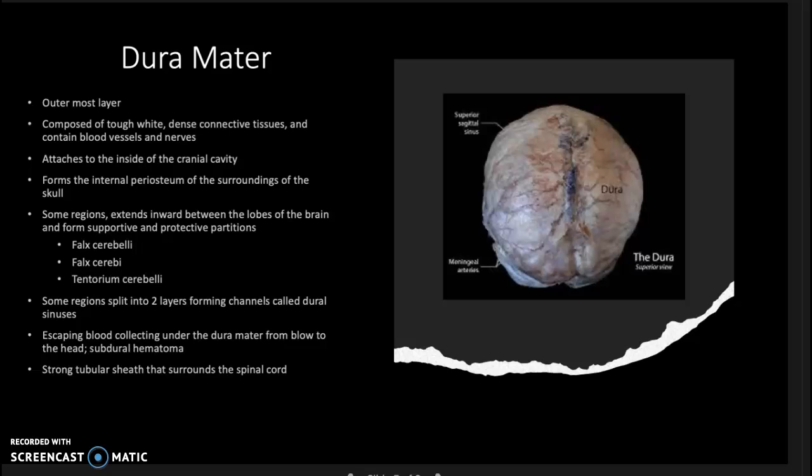Some regions split into two layers, forming channels called dural sinuses. Blood escaping and collecting under the dura mater from below the head can cause a subdural hematoma. The dura mater is a strong tubular sheath that surrounds the spinal cord.